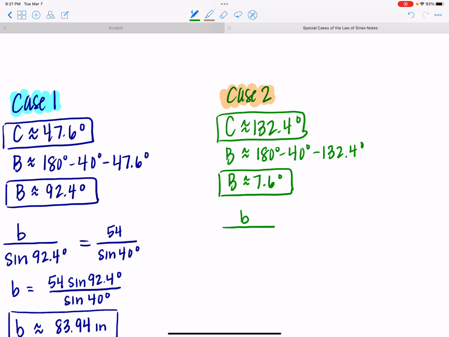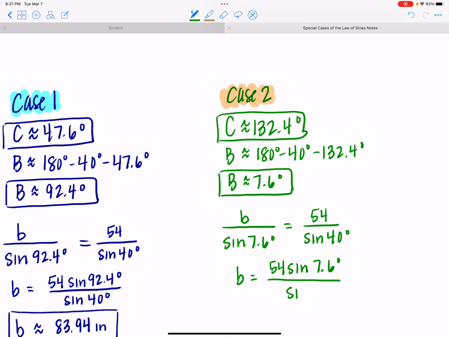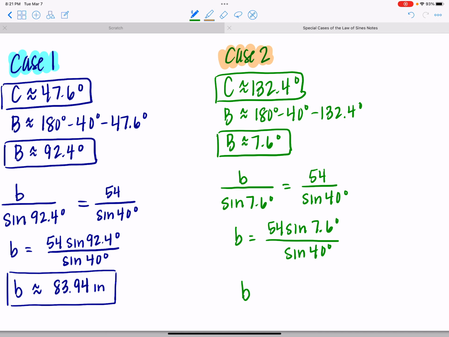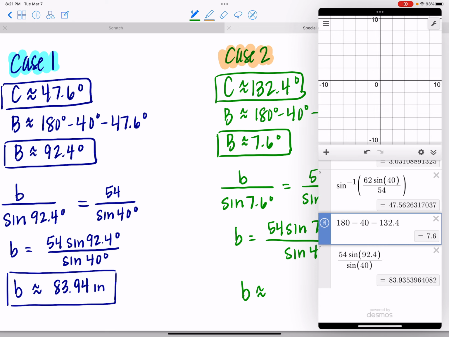Side B over the sine of angle B, which this time is 7.6 degrees, has to be equal to, again, let's use A, because that information was given and not approximated. So just like the last one, we're going to multiply by the sine of 7.6. So it's 54 times the sine of 7.6 on the top of the fraction, and divided by the sine of 40 on the bottom. And that's our exact answer. We go to the calculator to get an approximation.